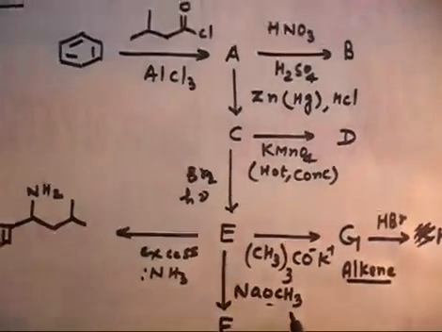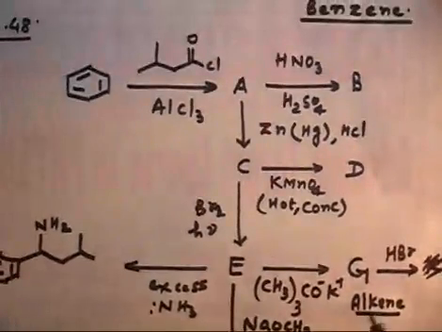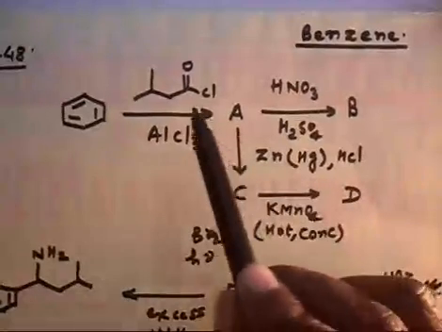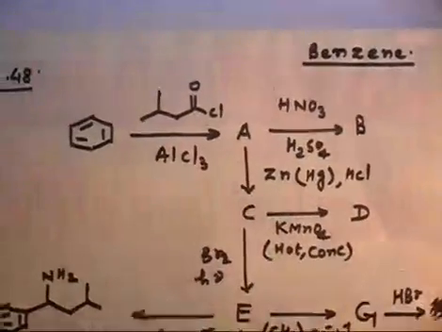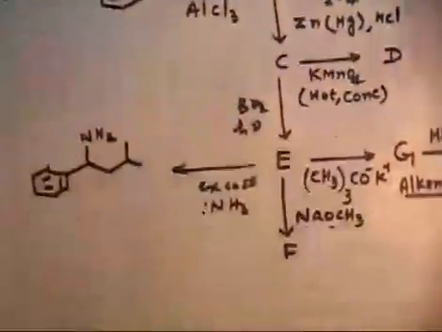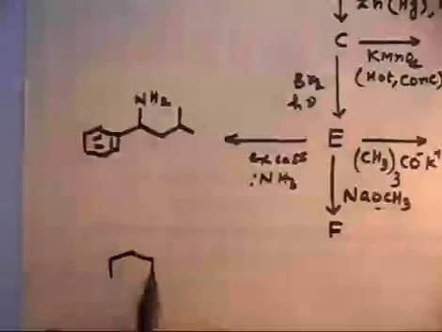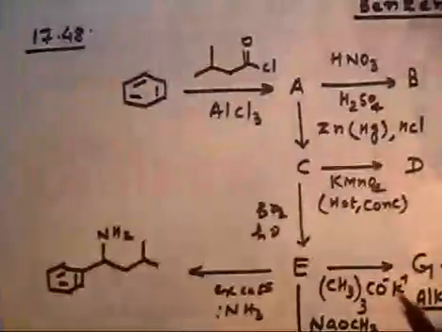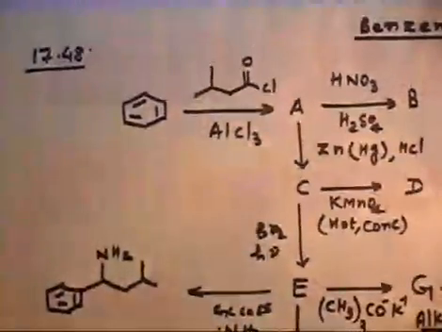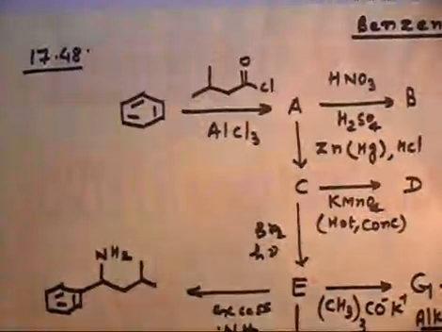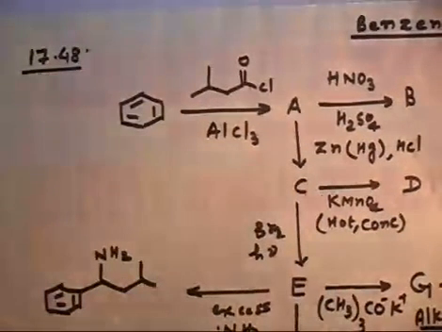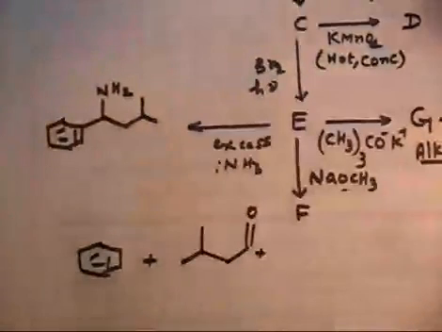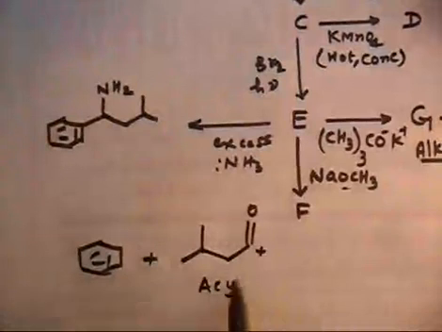Now let us see. The first reaction is very easy. It is the Friedel-Crafts acylation with AlCl3. I will have the acylium ion, and this will react with the benzene ring that is given. So I will make the acylium ion here.